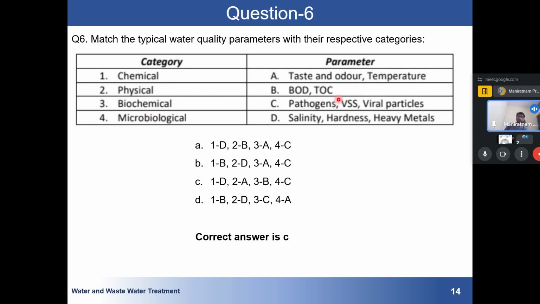Biological is only the amount of organic matter. BOD is not a water quality parameter. This question I have taken from a previous year question of NPTEL, so this should be corrected. And microbiological is the presence of some kind of pathogens. When we talk about volatile suspended particles, volatile means the ones which contain carbon, and generally the organic matter present, such as bacteria and microorganisms, is in the form of suspended volatile solids. So that's why we call it microbiological, along with viral particles.